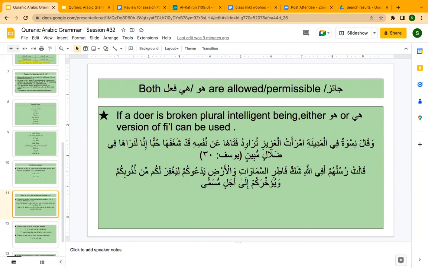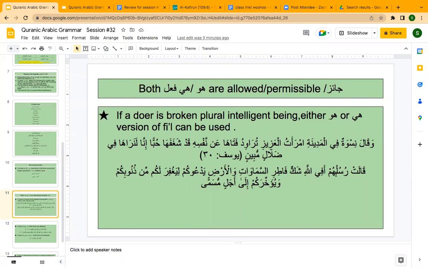Their messengers said. Rusul. The singular, who remembers the singular for Rasul? Rasul, very well done. So what kind of a plural is Rusul? If Rasul is a singular, what kind of a plural is Rusul? It is a broken plural. Now you can see, what are you seeing here?